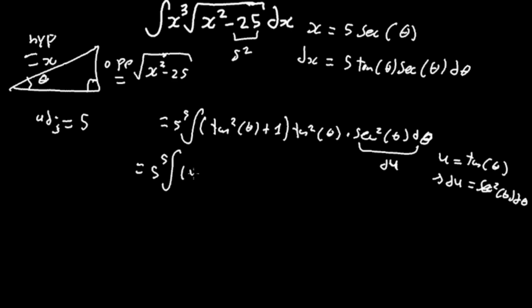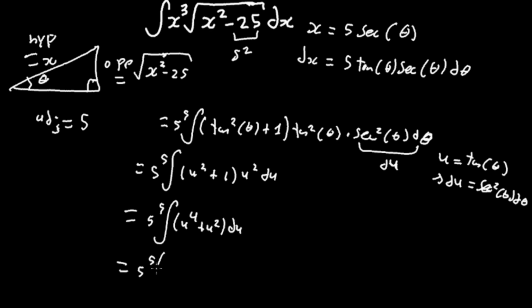So we have tangent squared, that's just u squared. We have a plus 1 times u squared du. Now this is much more manageable. So this is 5 to the fifth times the integral of u to the fourth plus u squared du. This becomes 5 to the fifth times u to the fourth becomes 1/5 u to the fifth when we use our power rule for integrals, plus u squared becomes 1/3 u cubed. And then we have our plus c, because it's an indefinite integral.